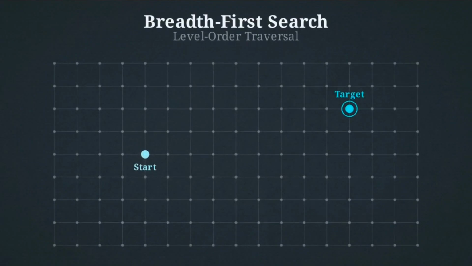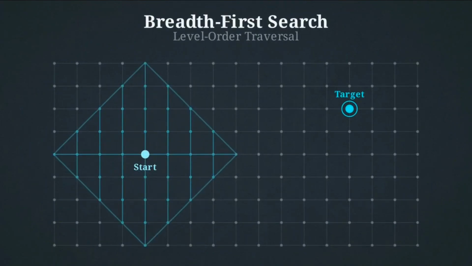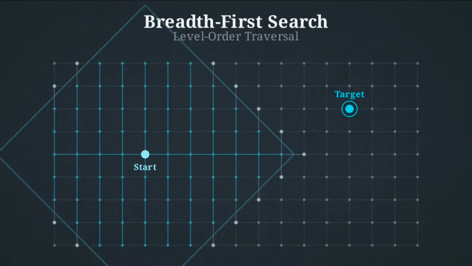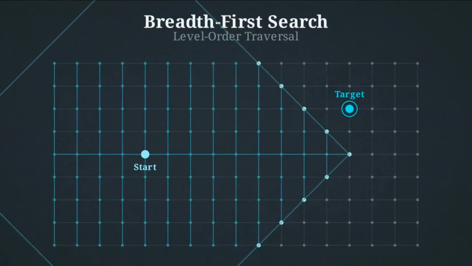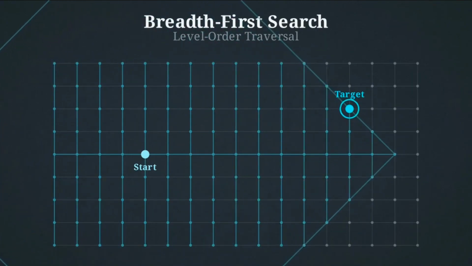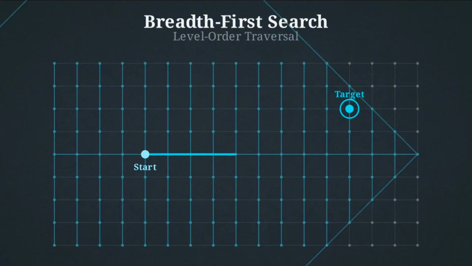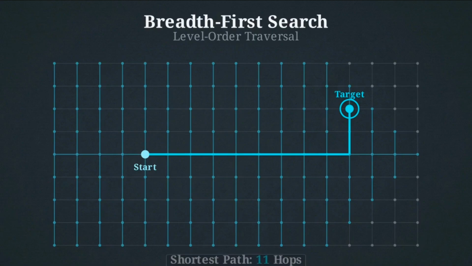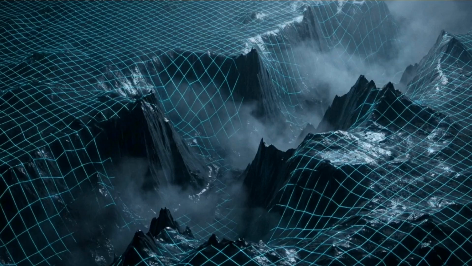Imagine navigating a map by drawing an expanding square from your starting position. The algorithm, known as breadth-first search, explores an unweighted grid exactly like this, expanding uniformly outward in all directions. By treating every grid square identically, it guarantees the shortest possible route, simply counting the fewest physical hops to reach the destination. But geography rarely behaves like a perfect grid.